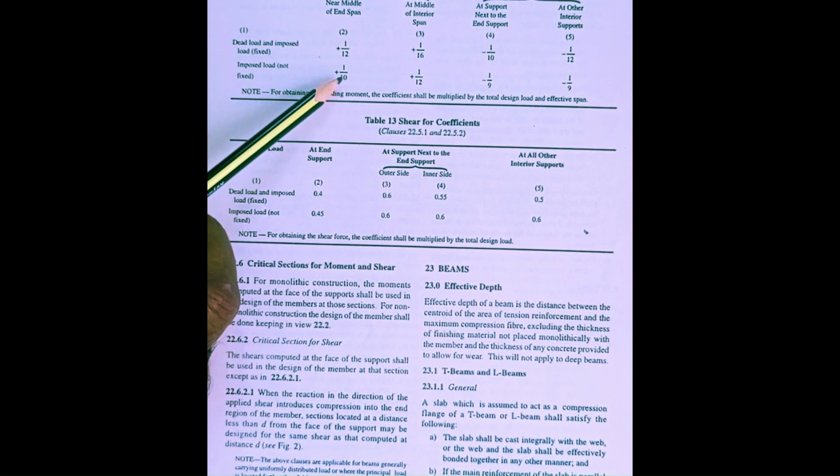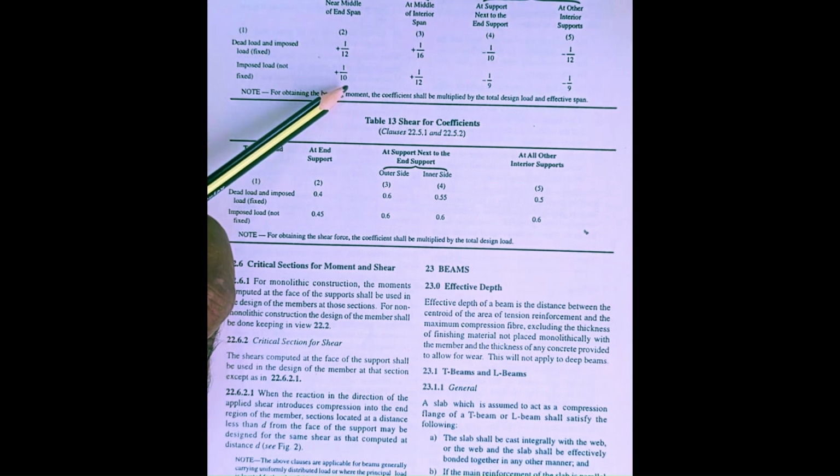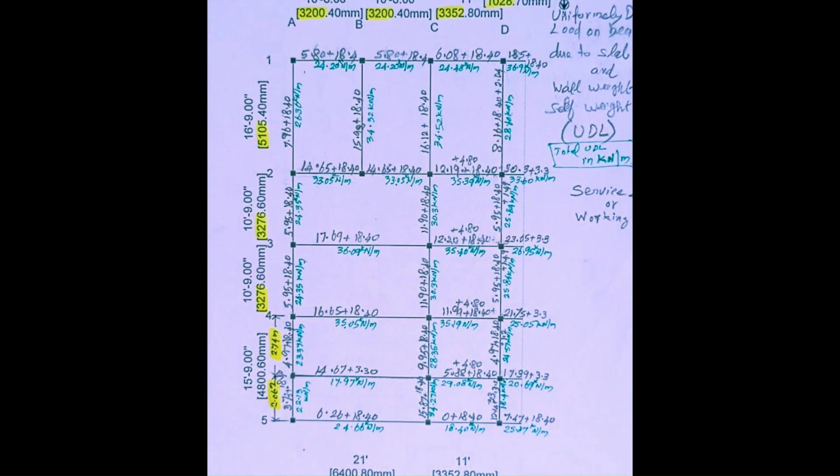For this, dividing by 12 will give a lesser value, dividing by 10 will give a better value. So we are assuming 1 by 10 WL square has been taken for the simplification of this calculation. Good.